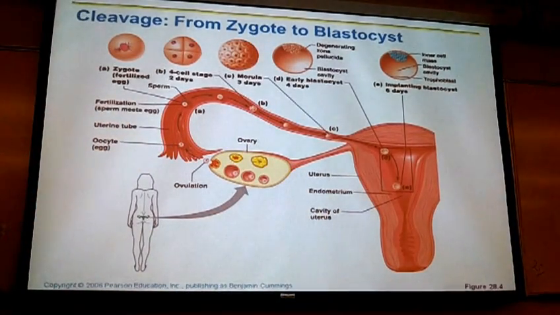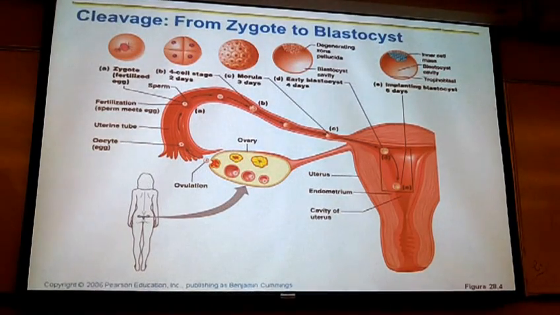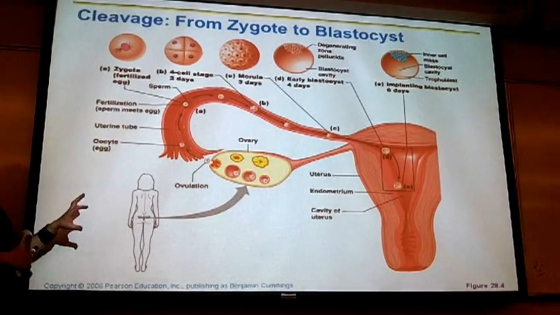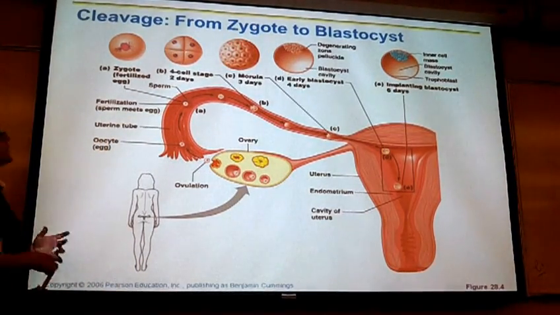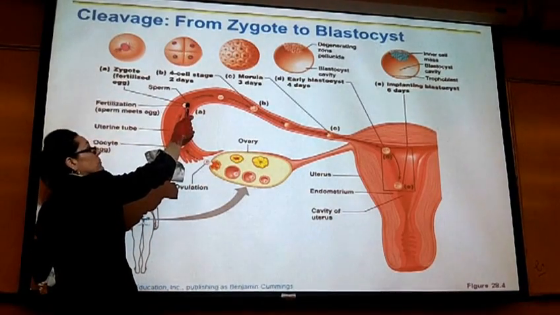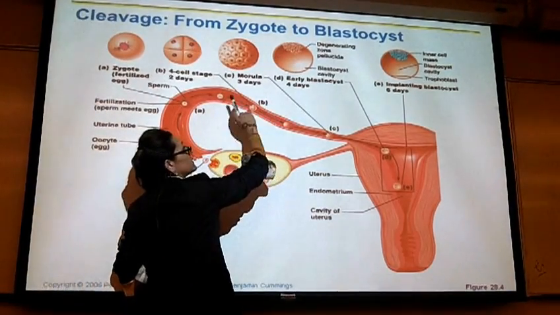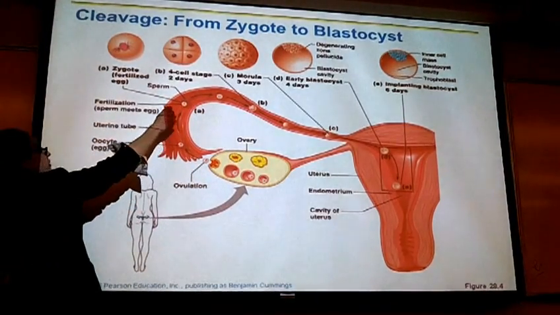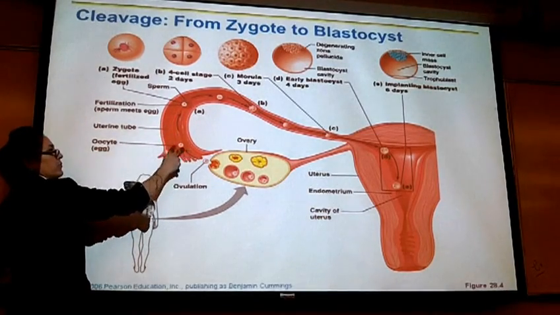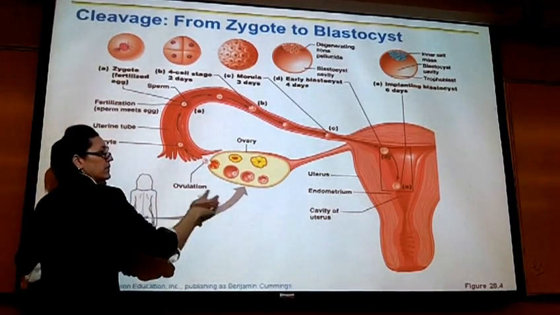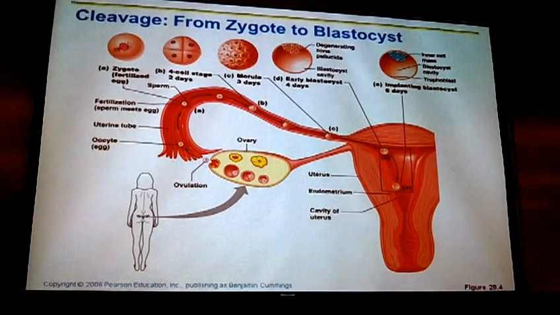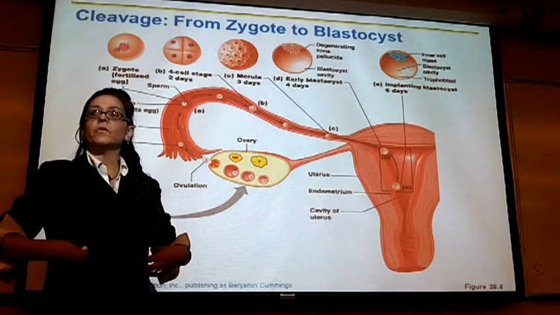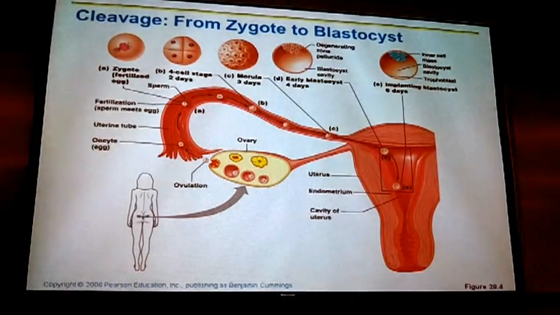The other place that you hear of ectopic pregnancies, usually you hear of them in the fallopian tube, but they also can occur out in the abdominal cavity. What can happen is you get this zygote that forms, and instead of traveling this way as it undergoes cleavage, it travels this way. It could end up coming out the fimbriae of the fallopian tube and end up in the abdominal cavity. And then it could attach to anything, your intestines, the wall of your abdominal cavity, or any of those organs in there.